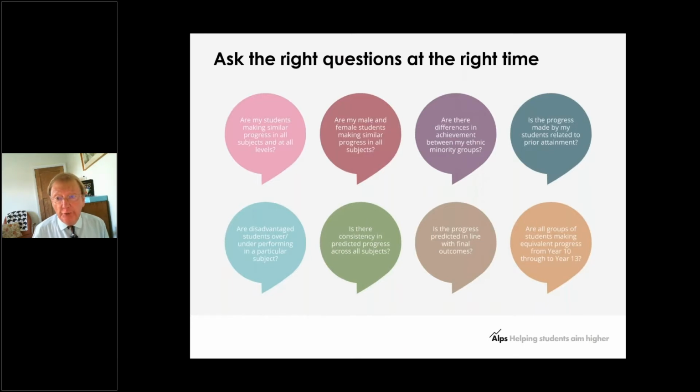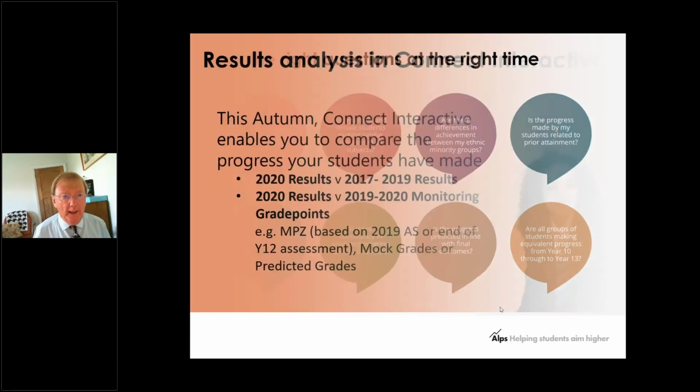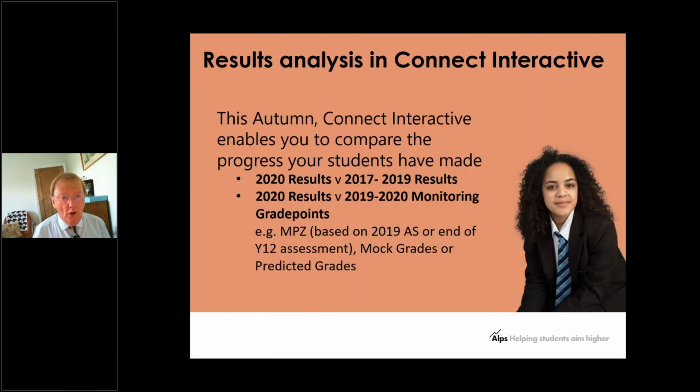And here, just a few ideas, whether it's results analysis or whether it's in-year analysis, of the kinds of very helpful questions that you can ask when you're looking at the data to try to unpick what to do next to make student progress, student outcomes, and student achievement really rocket through the roof in the year ahead. What we're focusing on today, however, is really comparing results with the previous 3 years' results and comparing results with monitoring grade points during the previous academic year.